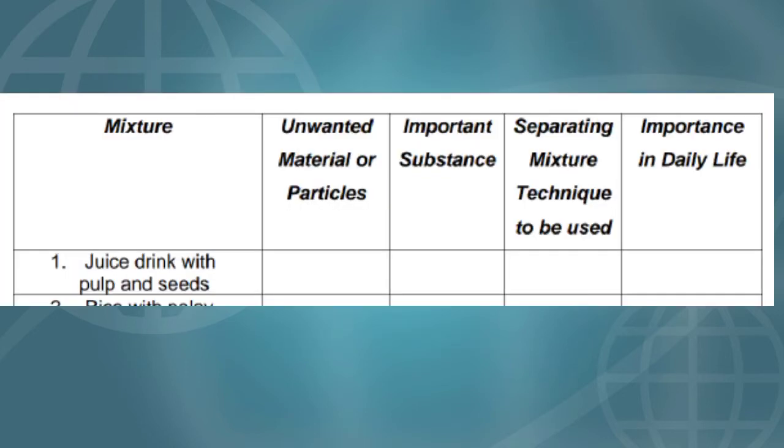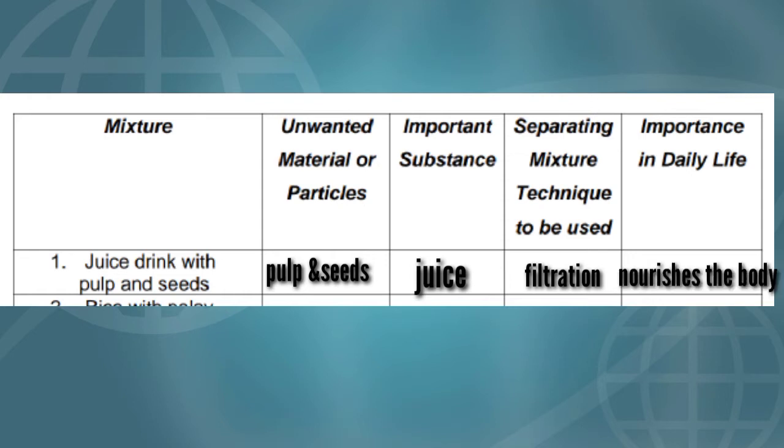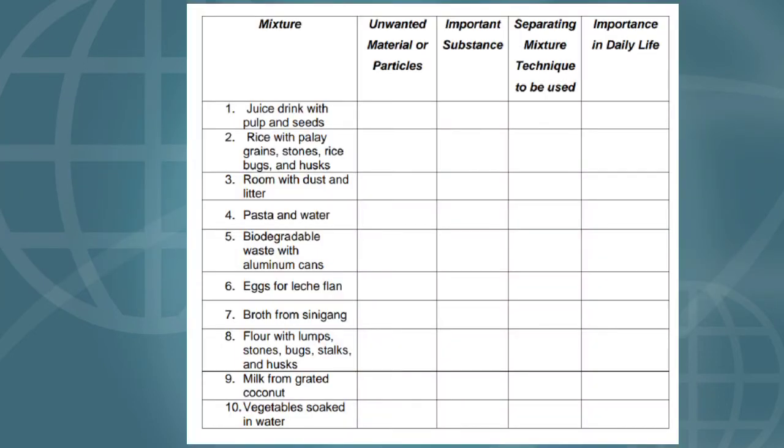Let's have number 1. Juice drink with pulp and seeds. Unwanted materials or particles? You're right, pulp and seeds. Important substance? Juice drink. Separating mixture technique to be used: filtration. Importance in daily life: it nourishes the body. Now it's your turn to answer numbers 2 to 10.